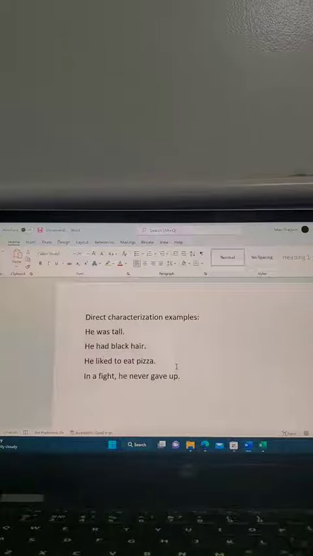He liked to eat pizza. We could actually show that. We could have multiple scenes in the book where he's eating pizza. You never have to mention that he likes eating pizza. This last one, though, I think we could actually do a much better job of by using indirect characterization. In a fight, he never gave up. Let me give you an example for that one.